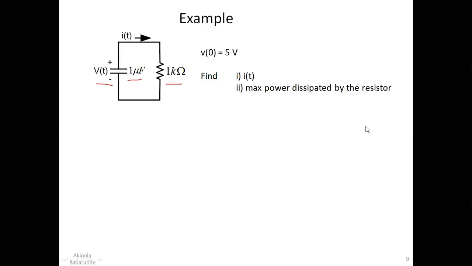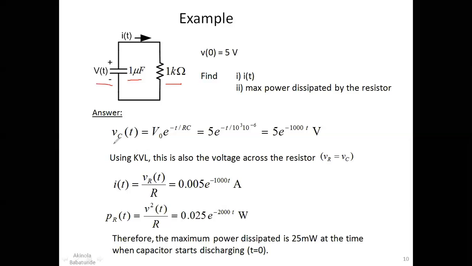All right, you have been given V of 0 to be 5 volts, so the capacitor has been fully charged to V of 0 equal to 5 volts. To do that, first of all, you want to find your V of t. For the capacitor, it will be VC of t. So that becomes VC of t equal to V naught exponential minus t over RC. That is one of the expressions we developed in the previous slide.